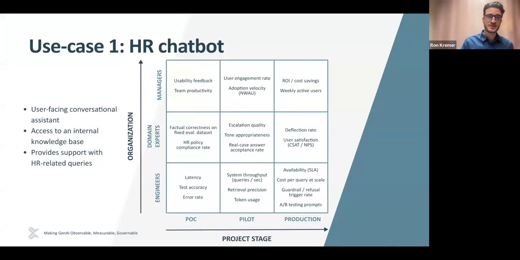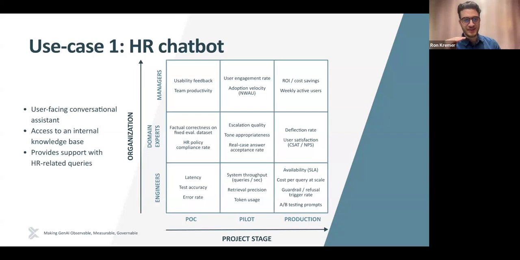Here's one example on a use case that I'm sure a lot of you are familiar with. It's just a regular HR chatbot, right? This is a user-facing conversational assistant, and it has access to some kind of internal knowledge base with some HR-specific documents. The purpose is to provide assistance with HR-related queries like how many holiday days do I have available? What's going to be my bonus this year? And so on. So we sat down with the team and the organization, I'm going to keep them anonymous, and we started going layer by layer.